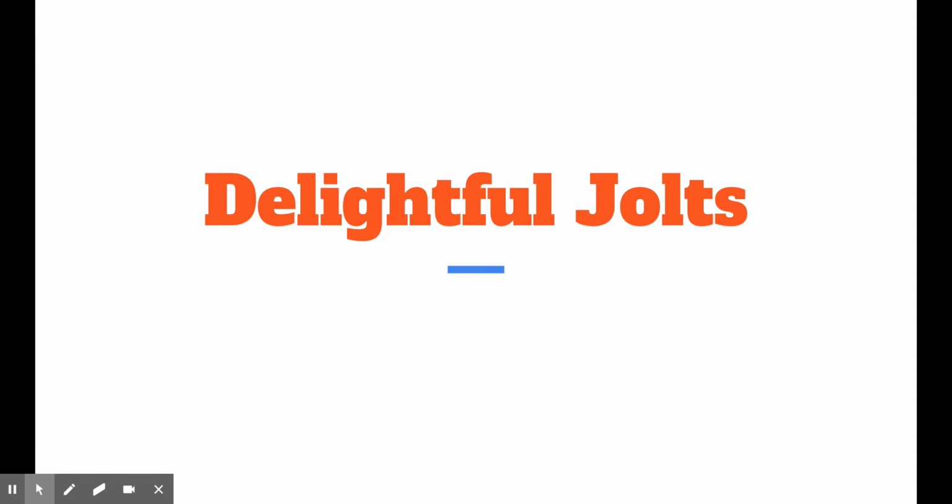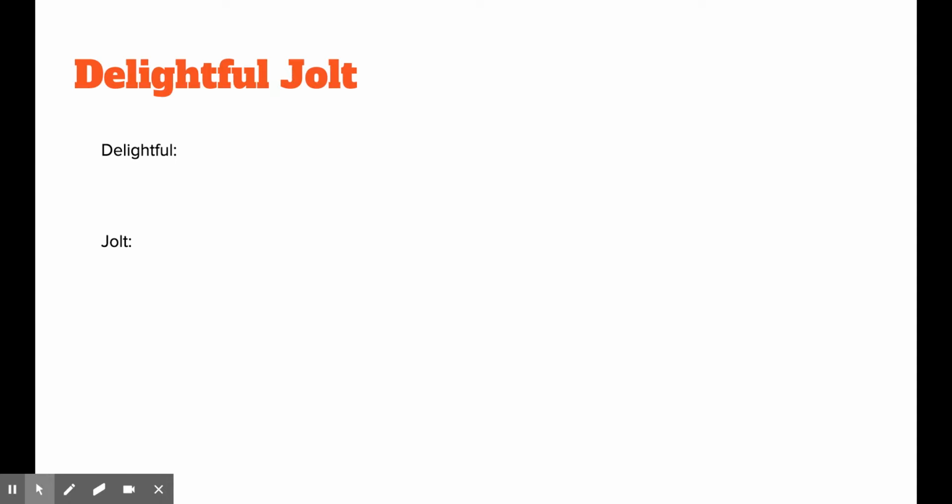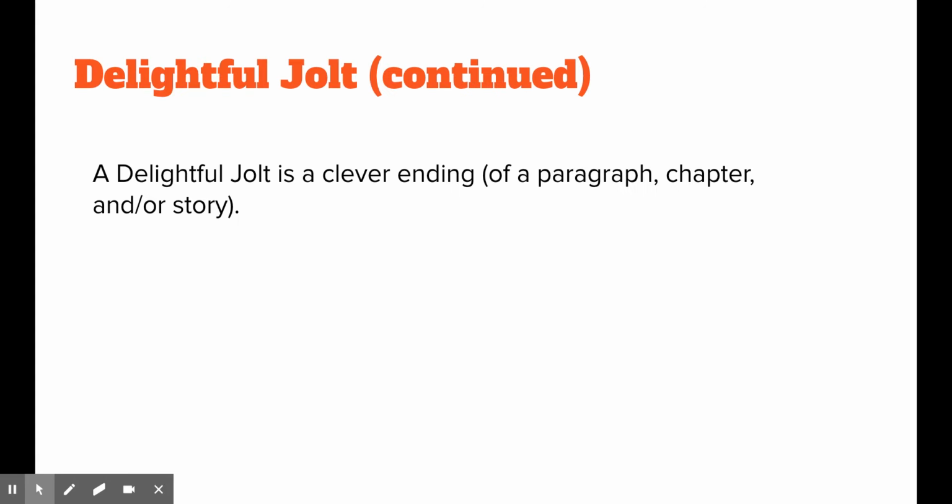Now, another revision that we can make in our writing is adding a delightful jolt. Let's define the words delightful and jolt. For our revision purposes, a delightful jolt is a clever ending, and that can be of a paragraph, a chapter, a story, a clever ending.